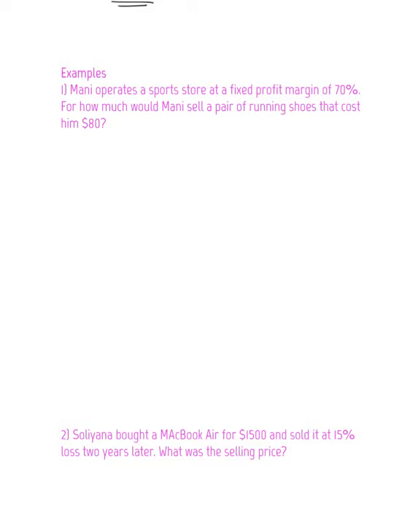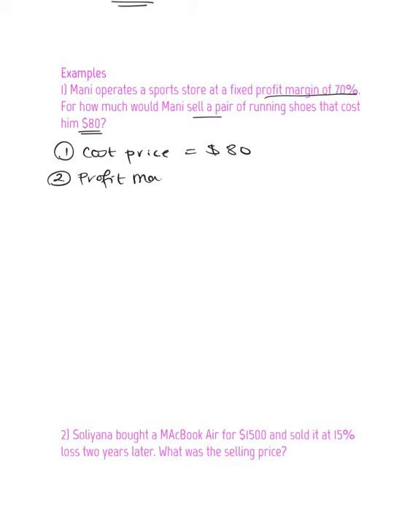Manny operates a sports store at a fixed profit margin of 70%. For how much would Manny need to sell a pair of running shoes that cost him $80? To start off with, we need to write down what the cost price is. So cost price equals $80. And secondly, we need to write down what the profit margin is. And that's 70%.